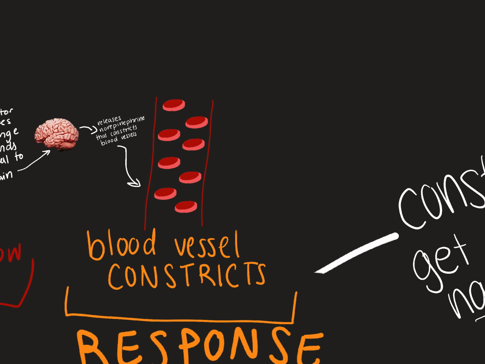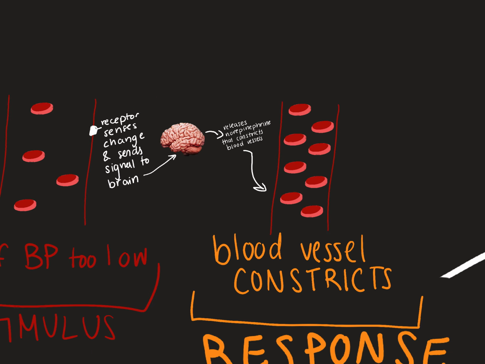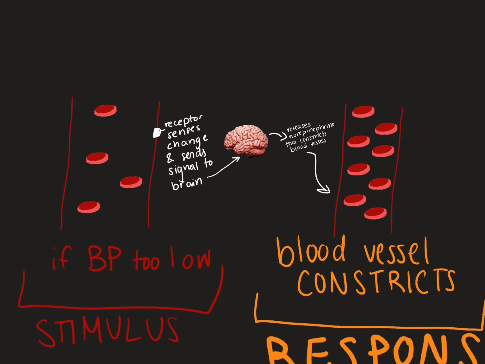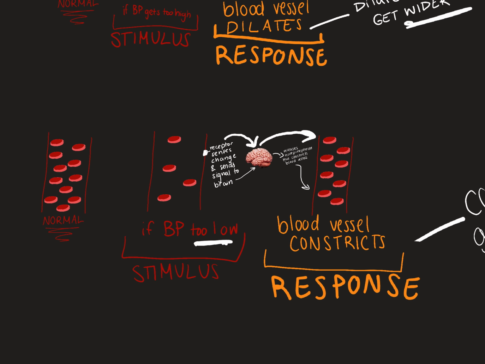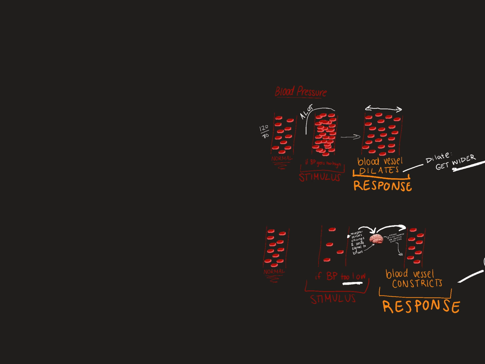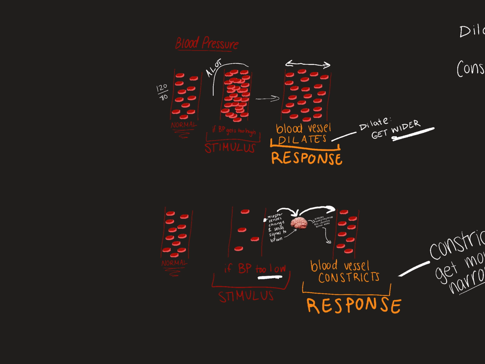Constricting means to get more narrow. You can see here, it's almost like the opposite of what happened when blood pressure is too high. Here, blood pressure is too low, and that's our stimulus. It's causing a reaction. Our body responds by signaling to the brain, and the brain signals to the blood vessels to constrict, or get more narrow or tighter. So that is another set of stimulus and response, and that's how blood pressure is maintained in our body.